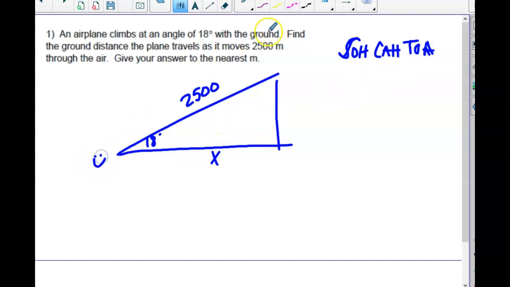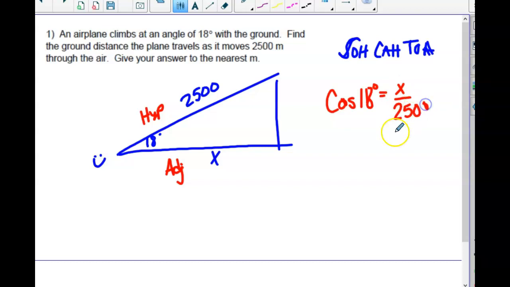From this angle, we are talking about adjacent and hypotenuse. So I'm using what? Cosine. I know the angle is 18 degrees. And that would be adjacent over hypotenuse. So this time when I cross multiply, I'm just multiplying those numbers, right? 2,500 times the cosine of 18.